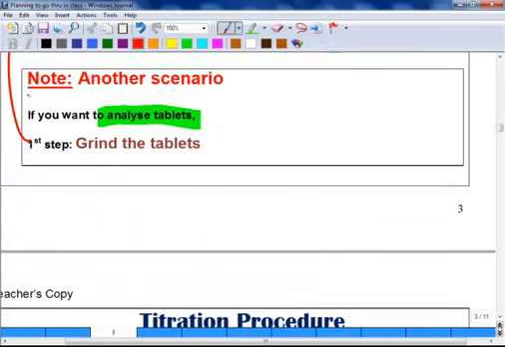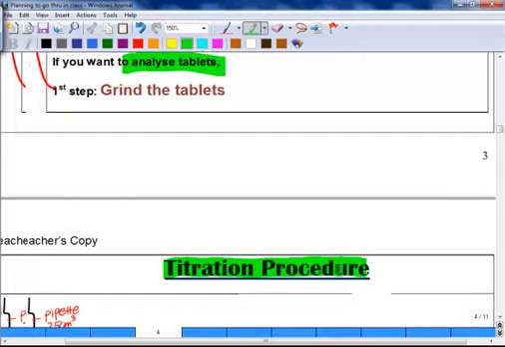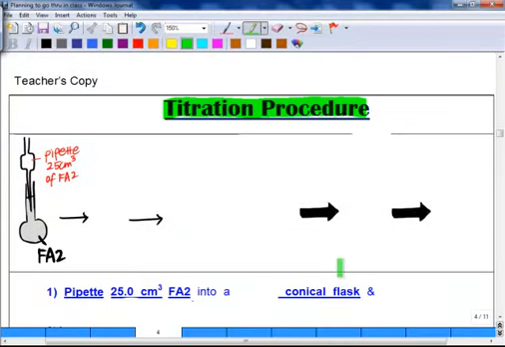Okay, next part, I need you to take note of this part. Label again, split it up into titration procedure. Titration procedure will start from the pipetting.